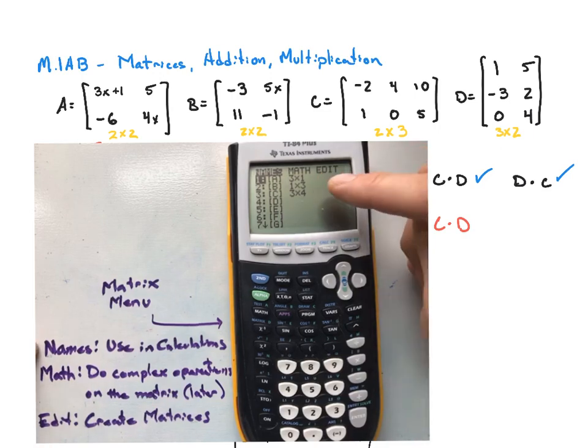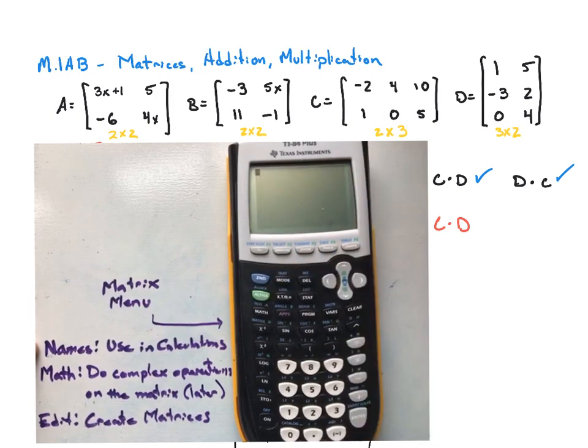Names is where you're going to use your matrices in other calculations back in your home menu if you wanted to do something with that. Math is to do complex operations on the matrix, which we'll use part of later. And then edit is where, of course, you create your matrices. So let's go ahead and edit one.